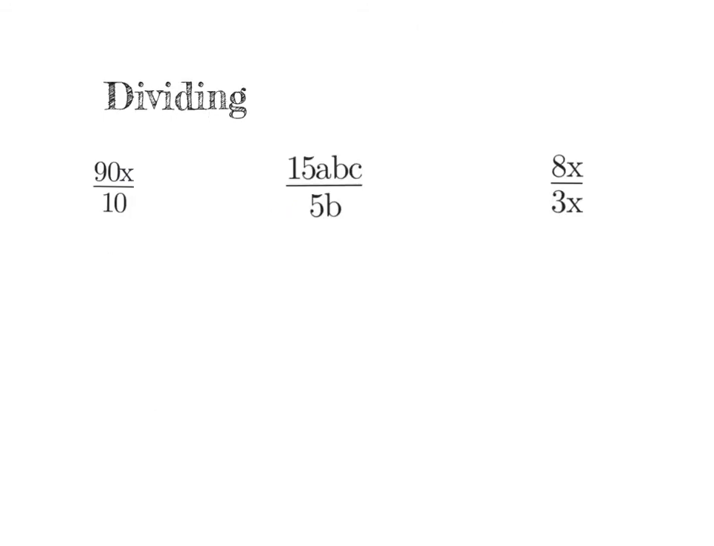Okay, our last part of the video is dividing. There are two parts to dividing. There's your normal numbers, which you do division, or you simplify the fraction. And then there's looking to see if you can cancel out any letters. So in this first one, my normal numbers are 90 and 10. 90 divided by 10 is 9. And we have an x there. There's nothing else on the bottom, so the x will just stay there, so we get 9x.